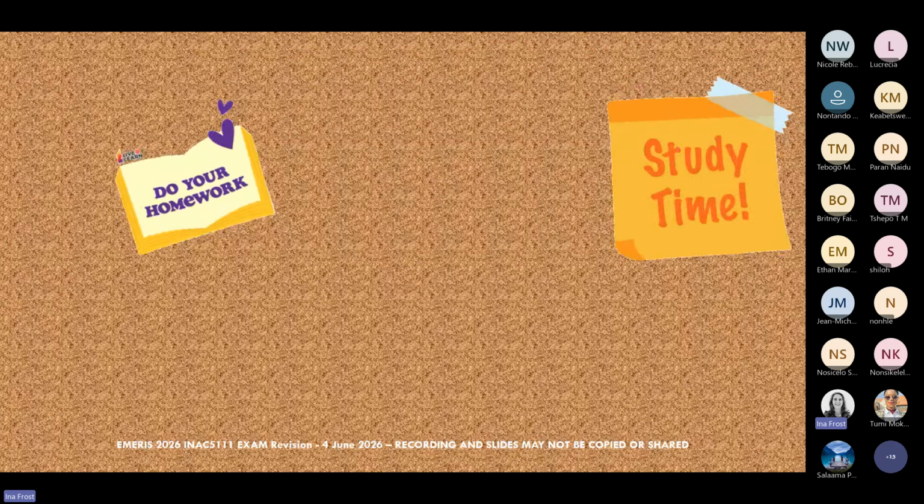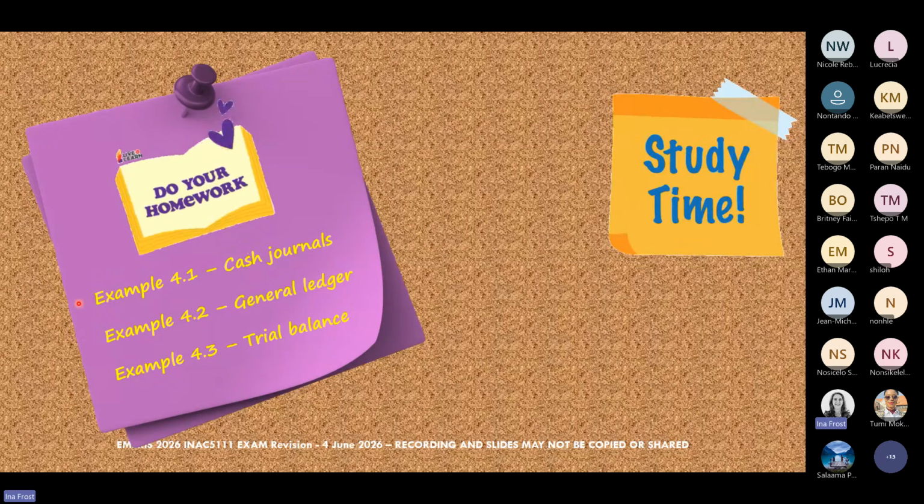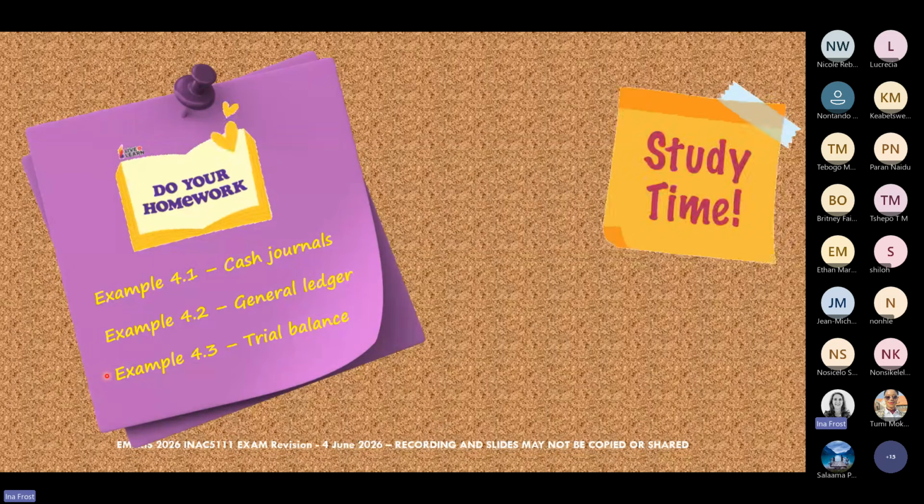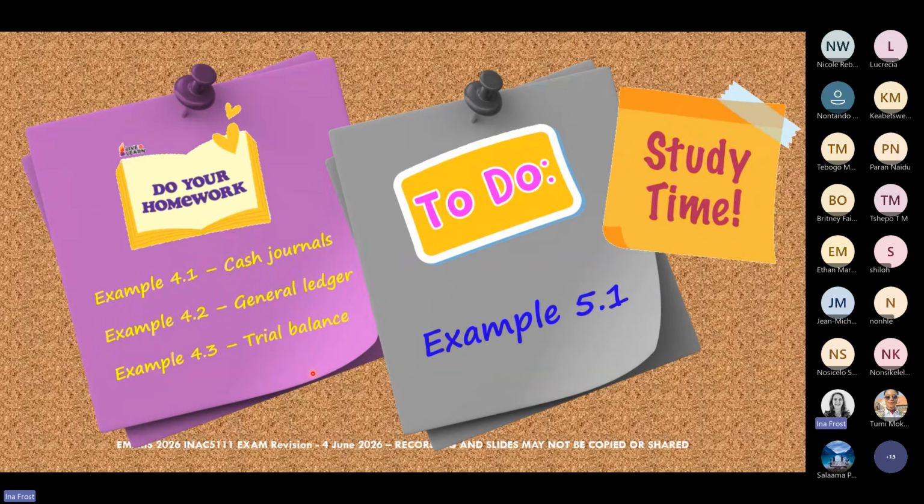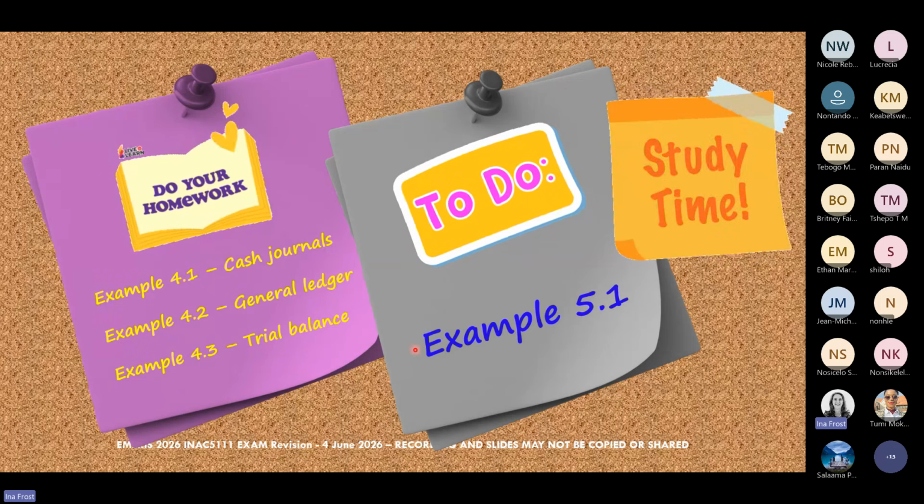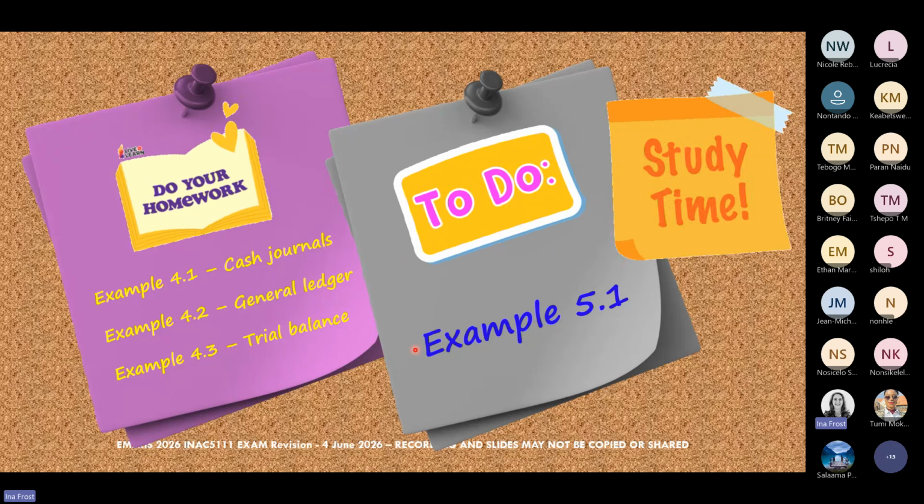In terms of Learning Unit 4, then, I will strongly suggest that you do example 4.1. That covers the cash journals. Example 4.2 is how to post them to the general ledger. And example 4.3 is the trial balance. And then example 5.1 also includes your 3 cash journals. So please make sure you've practiced all of these so that you can do Learning Unit 4 questions.